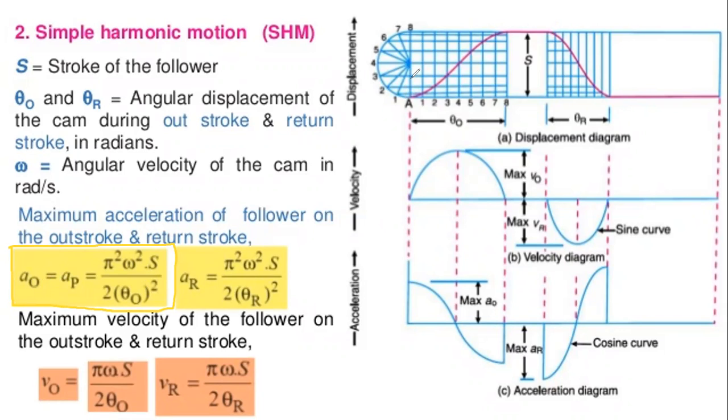Similarly we can take the acceleration for the return stroke also. So that is AR is equal to pi square omega square s by 2 into theta of r whole square. So that is the return stroke.